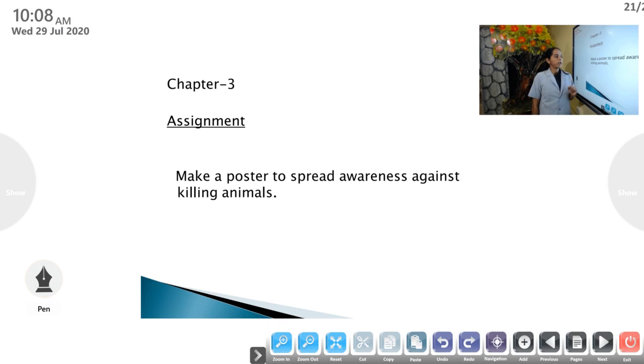Then I'm giving you one assignment. Make a poster to spread awareness against killing animals. So you have to write that assignment in your notebook.